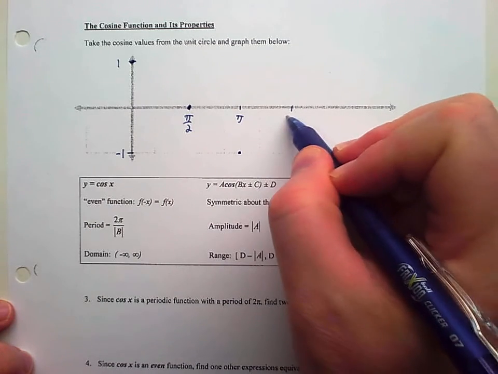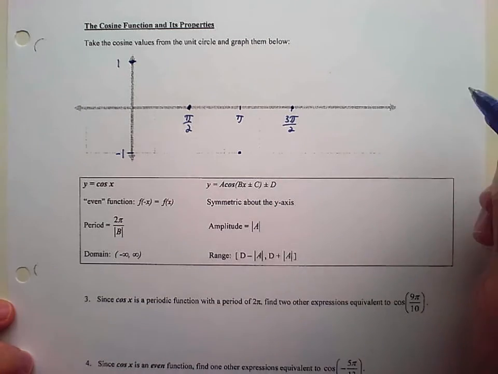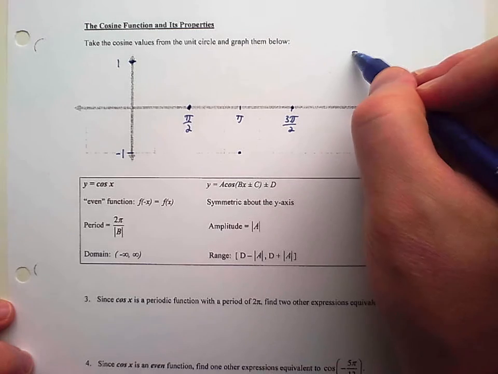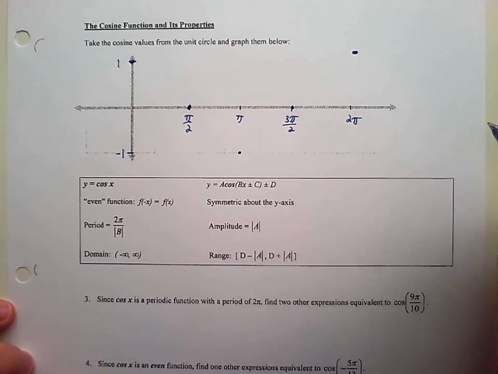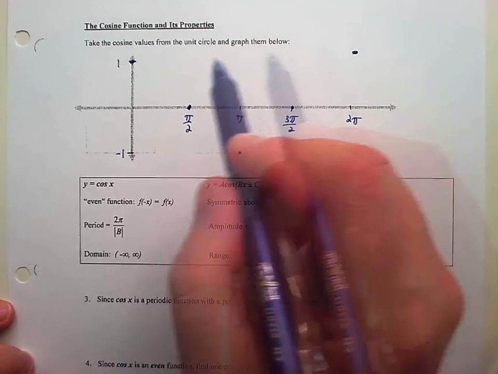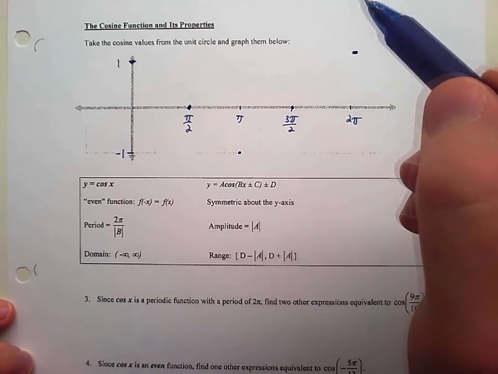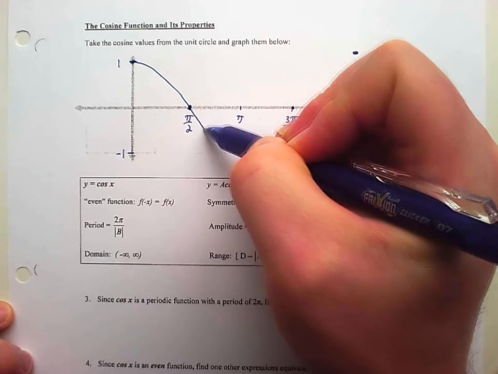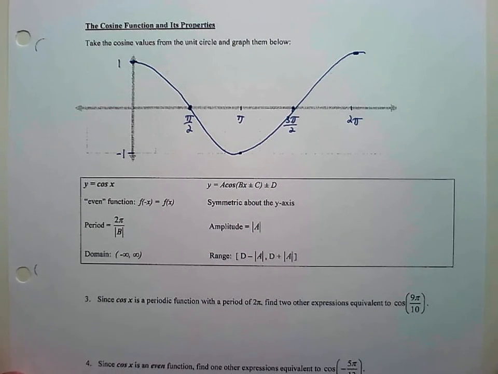Now, when we are at 3 pi over 2, we're going to again be at 0. And lastly, when we are at 2 pi, we're going to have a cosine value of 1. And again, we're getting these from the unit circle. So if we connect these dots, my best Picasso of this is going to look something like this.